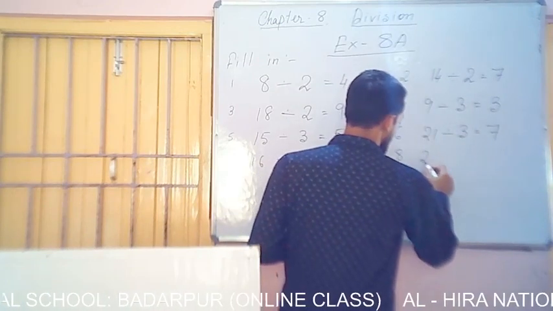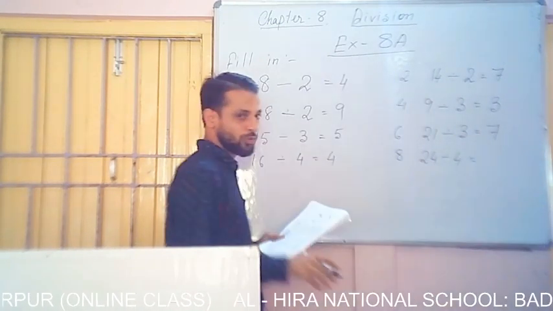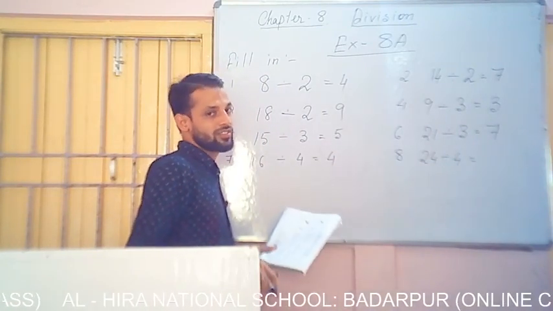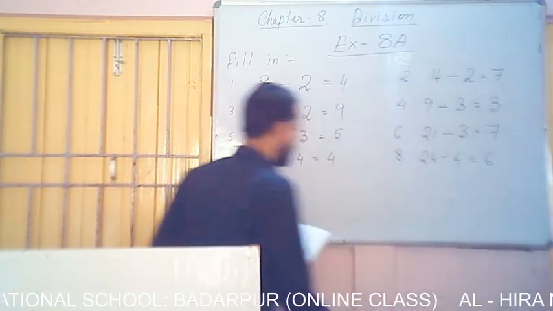24 divided by 4. What we have to do? In this case, we have to divide 24 by 4. So easily you can do 4 6s are 24. So we are going to write here 4.